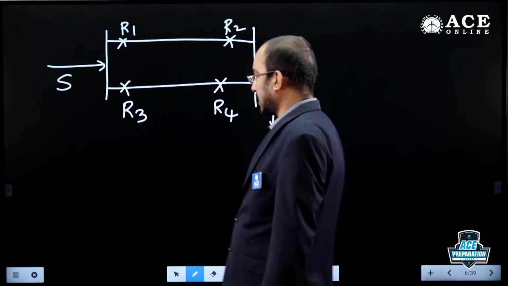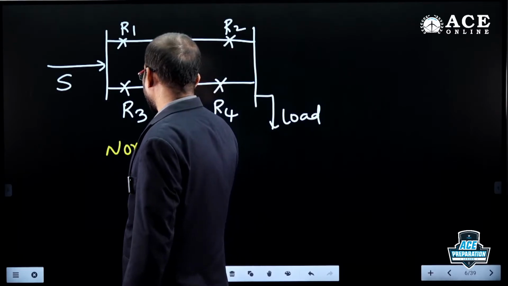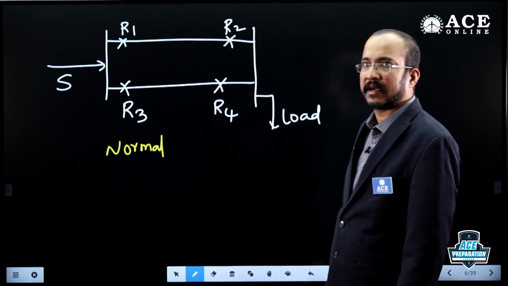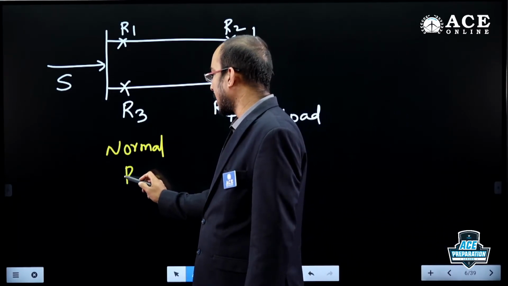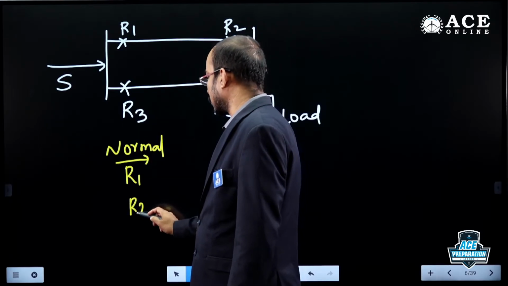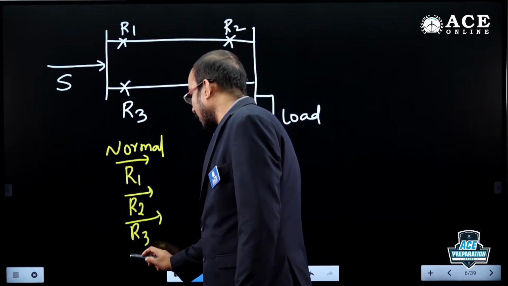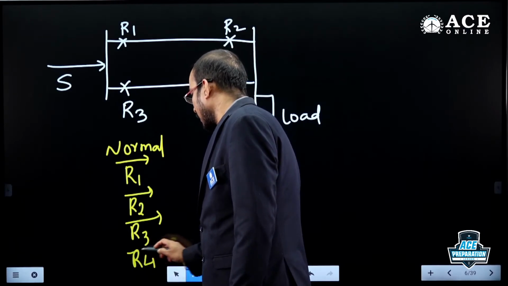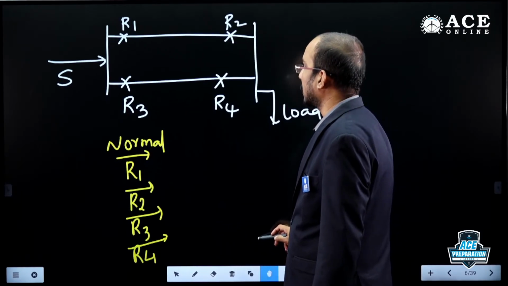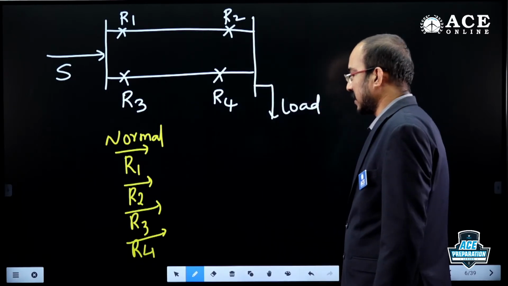First let us observe during normal condition. During normal condition, what is the flow of current? The direction of current will be from source to load. R1, R2, R3 and R4, all will observe in the same direction, yes or no? So this is the direction of current in the relays during normal condition.